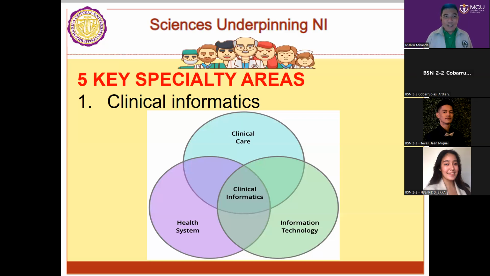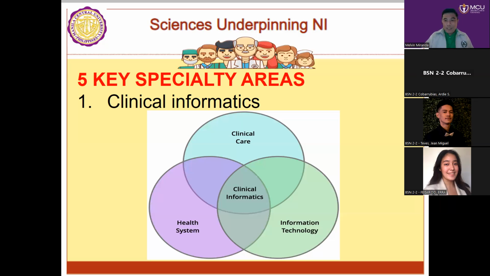Let us now continue with our discussion on the five key specialty areas. First, we have clinical informatics. What we have identified as the focus of clinical informatics are individuals. So that's why it will always consider the concept of clinical care. Clinical care means the collaborative care that is administered and managed for patients, the health system that will benefit the patients on the services available, and the information technology is on how the patients will access the basic information that is very important for his or her health status or condition.